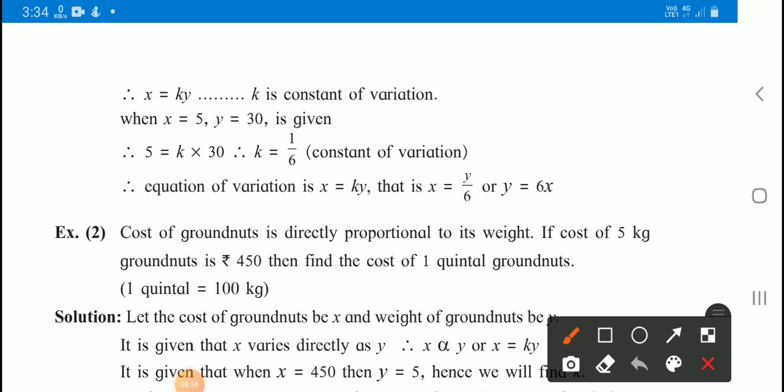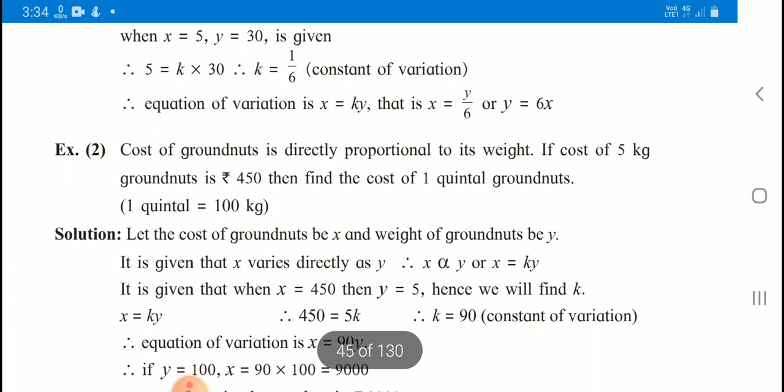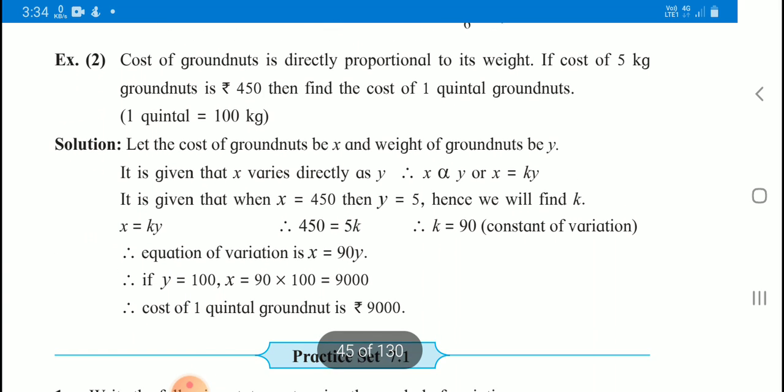Okay, do you understand how to solve the examples? x is equal to ky, x is equal to y upon 6. We shifted the 6 to this side, then y is equal to 6x, or you can write it as it is, that's okay. Now they have given one more example. The cost of groundnuts is directly proportional to its weight. If the cost of 5 kilogram groundnuts is rupees 450, then find the cost of 1 quintal groundnuts. You should know that 1 quintal is equal to 100 kg.